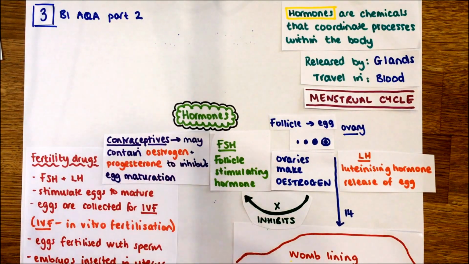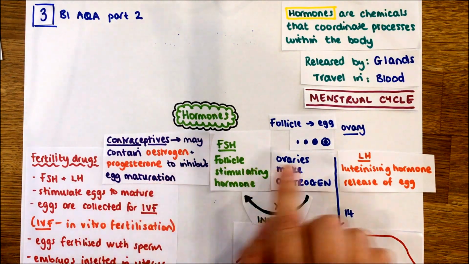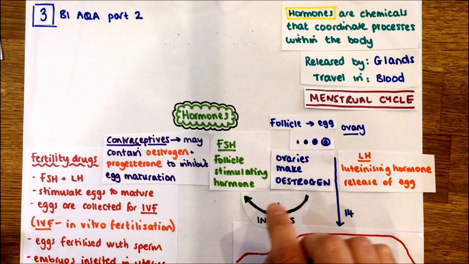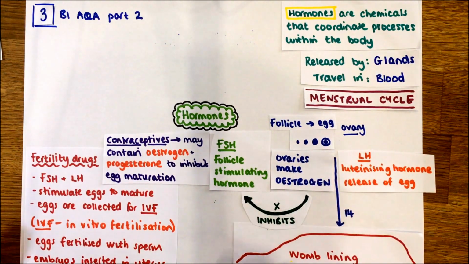So contraceptives is an oral medication, okay, and it can contain estrogen and progesterone, and they inhibit this egg maturing. So if the egg doesn't mature, okay, there is no egg to fertilise, so the woman can't get pregnant. So that's a way of controlling pregnancy, or preventing pregnancy from happening.